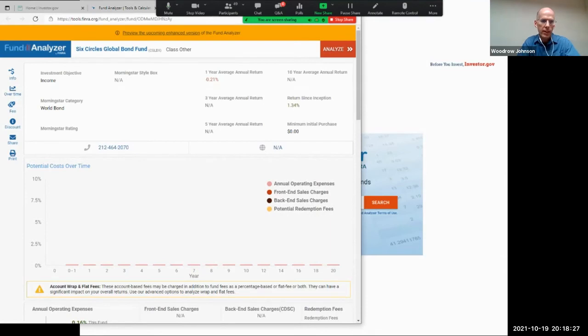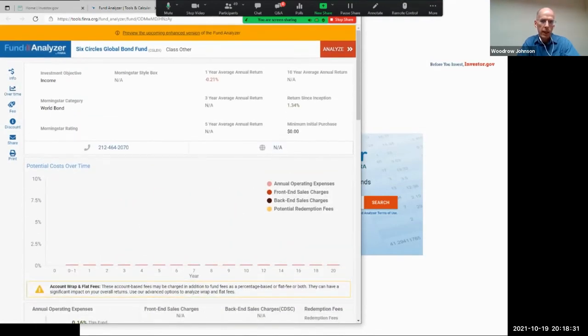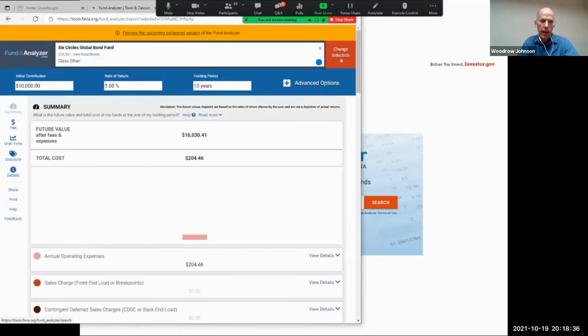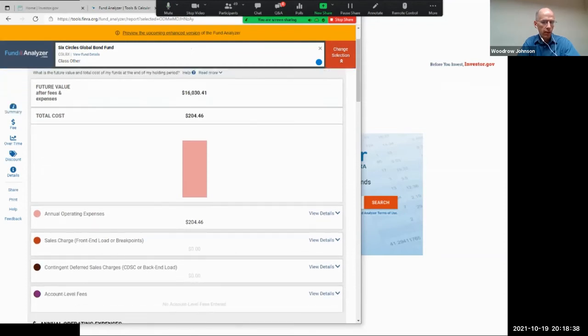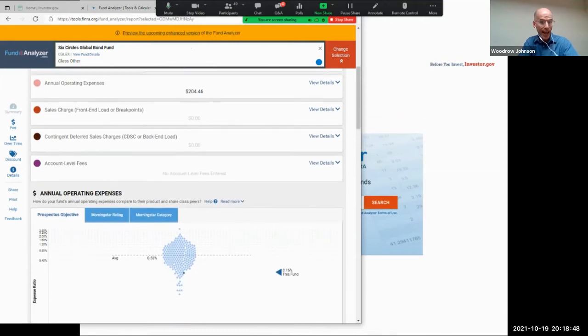and then there's stuff here to look at, but over here on the right-hand side is a big button that says Analyze. Click on that, and that tells you a little bit about the fund. Now, FINRA.org is a credible source for reliable, trustworthy, accurate information about the financial markets, and it's free. So a bonus there.